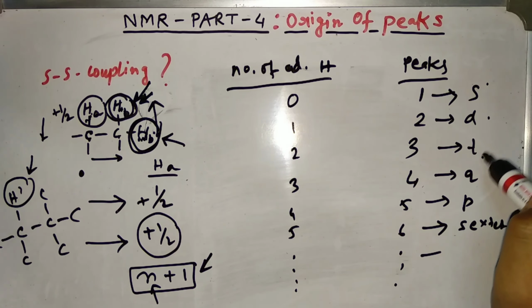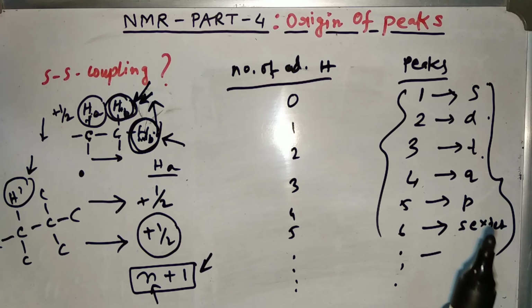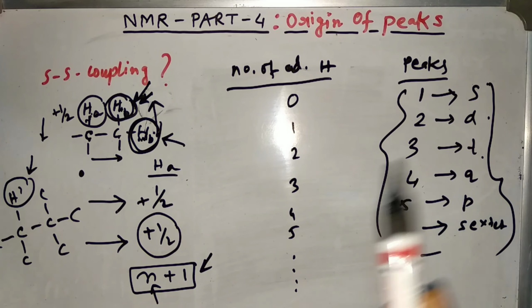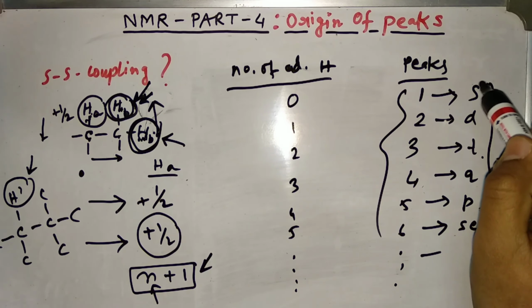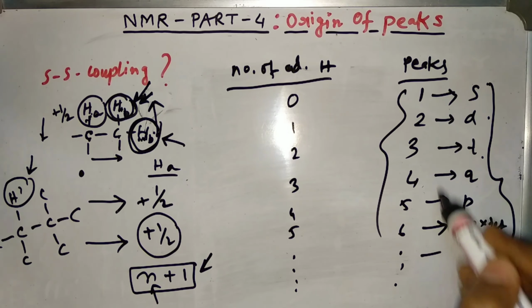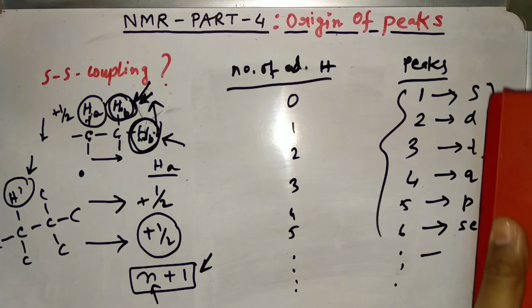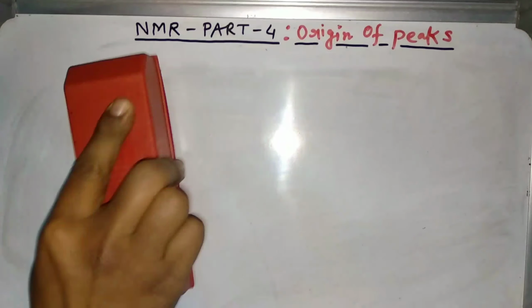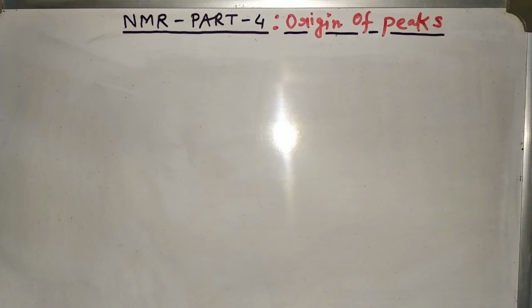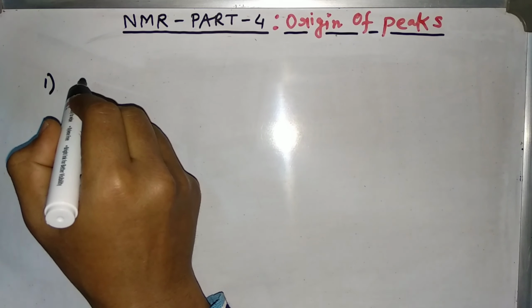You should know singlet, doublet, triplet, because in an NMR spectrum you will never see singlet, doublet, triplet written out. They will just write S, D, T, Q, P. So you have to understand and remember all this. Let's give some examples and see what kind of peaks we will get from those kinds of organic compounds. So the first example I am going to take is like this.